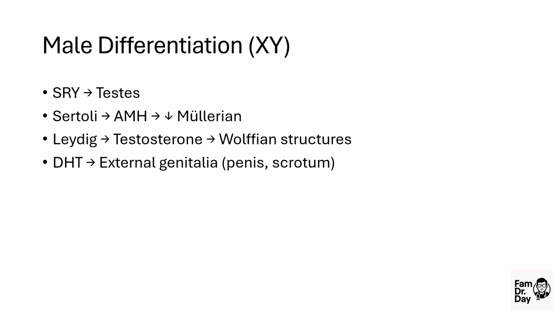fallopian tubes. Meanwhile, Leydig cells start producing testosterone, which preserves and develops the Wolffian ducts. These go on to form male internal genitalia, the epididymis, vas deferens, and seminal vesicles. Testosterone also gets converted by 5-alpha reductase into DHT, dihydrotestosterone, which is crucial for forming the external genitalia, like the penis and scrotum.